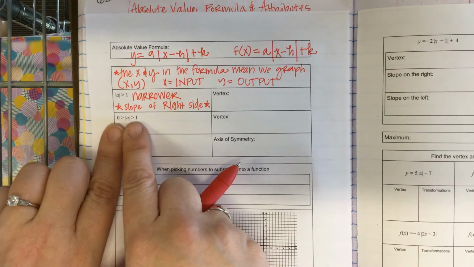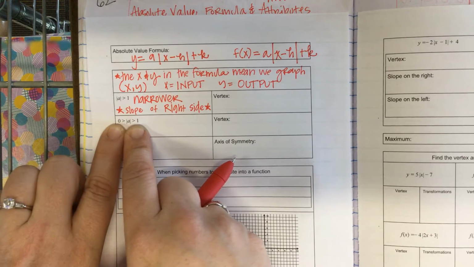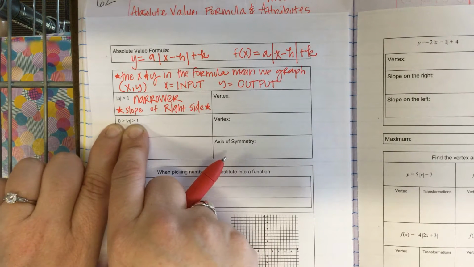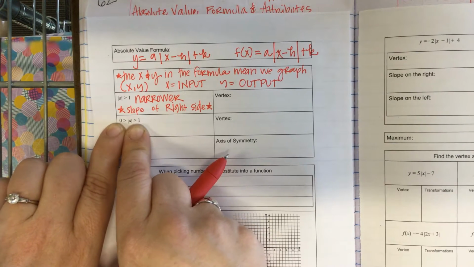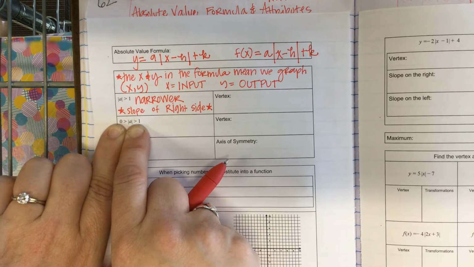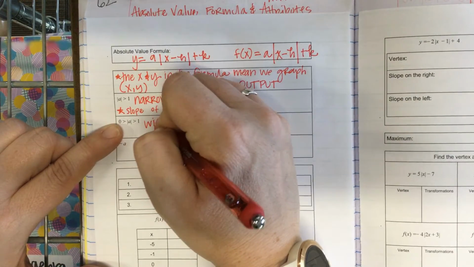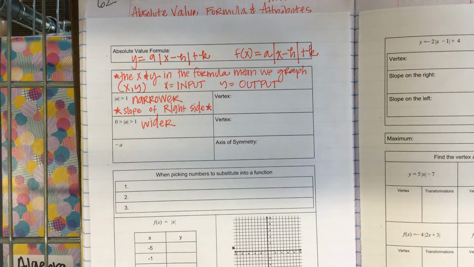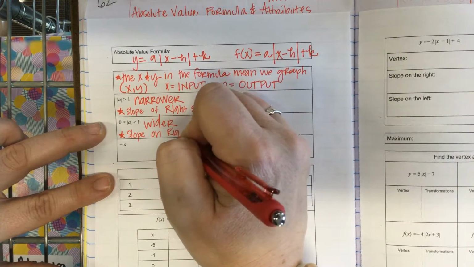If the absolute value of A is between 0 and 1, so what kind of number is between 0 and 1? What kind of decimal? 0.5 or 1/2. 0.75 or 3/4. It's most likely going to be in a fraction. If it's between 0 and 1, it's wider, and it's the slope on the right side still.